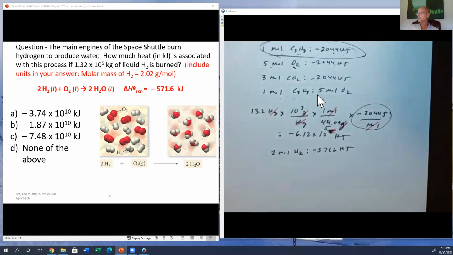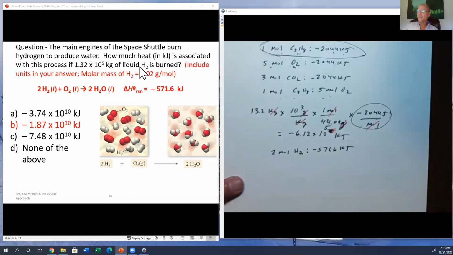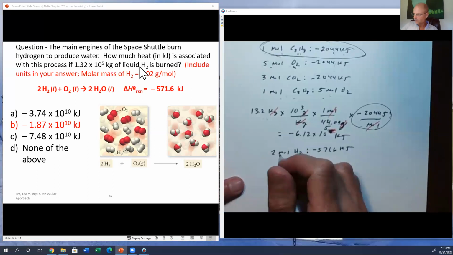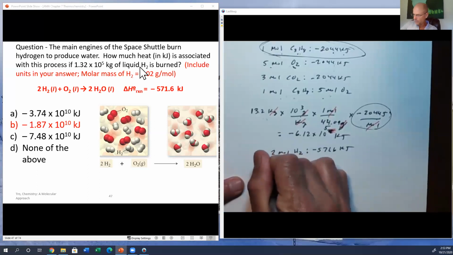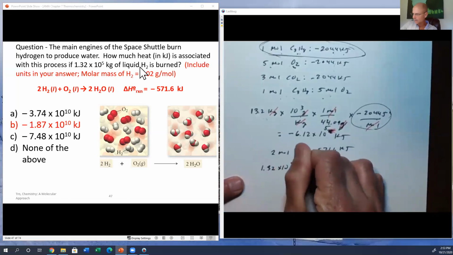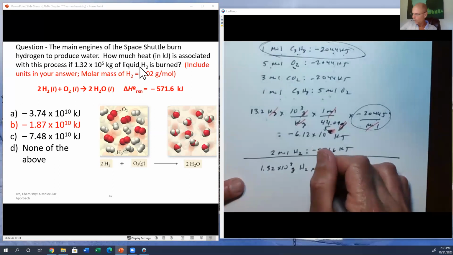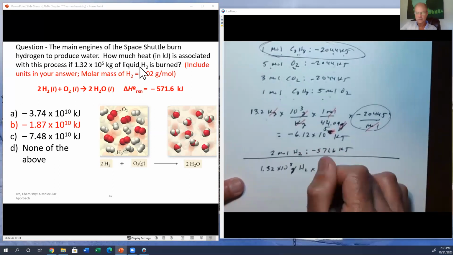Okay, so the right answer was B, and most of you got that, but a few of you put A, and the reason you put A is you forgot that 2, right? So the way you do this is you start out with the mass of H2, and I just converted that to grams, so it's 1.32 times 10 to the 8th grams of H2 times 1 mole over 2.02 grams, right? That tells you the moles.